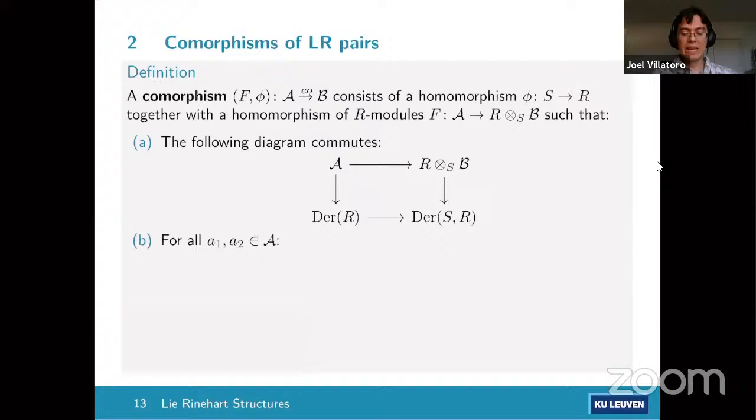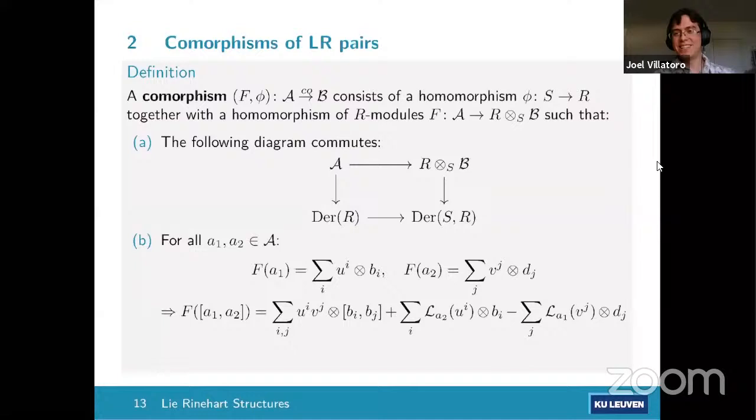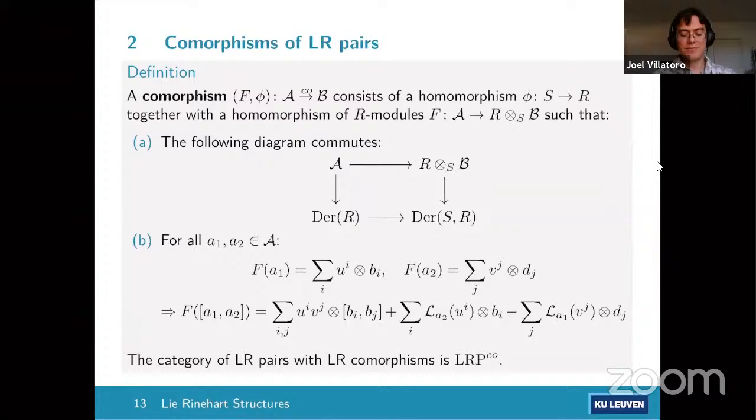And then this is the annoying thing about comorphisms, they have a kind of ugly definition for compatibility with a Lie bracket. But if you're familiar with the definition for compatibility with the Lie bracket for Lie algebroids, this formula probably looks really familiar to you. So that tells you that we're on the right track. Of course, I don't have enough time to explain every part of this whole formula, but it is fairly natural when you think about it for long enough. And so the category of Lie-Reinhart pairs with comorphisms we'll call LRP-co.